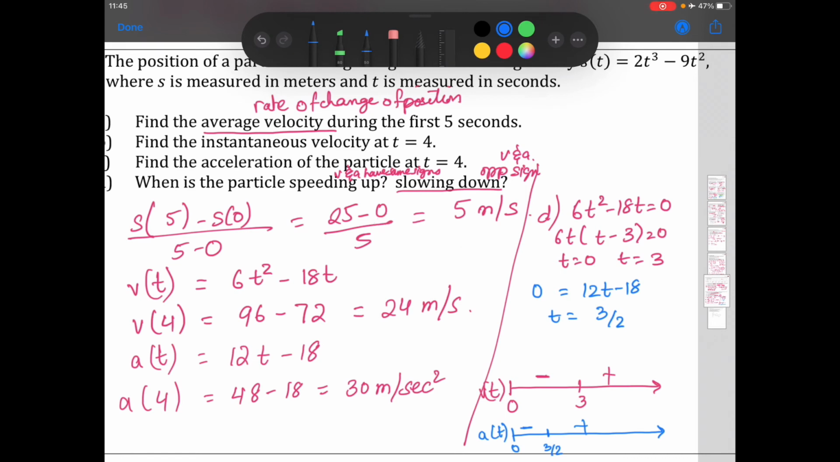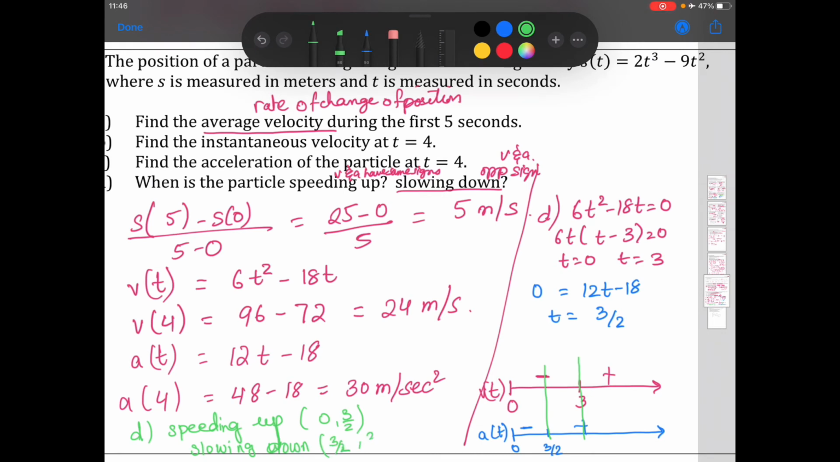So now let's compare. From 0 to 1.5, or 3/2, they have the same sign, so it is speeding up. So let's write this down. D, speeding up is 0 to 3/2. And then what's happening from 3/2 to 3? It's slowing down because they have opposite signs.